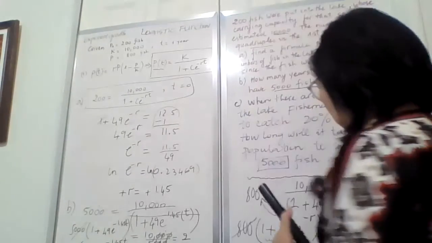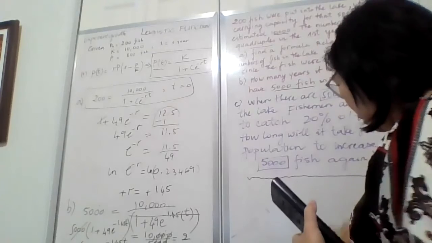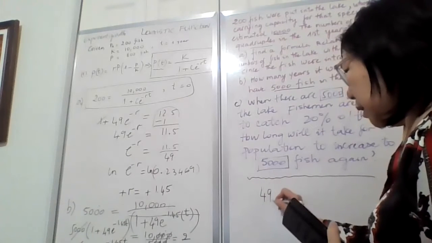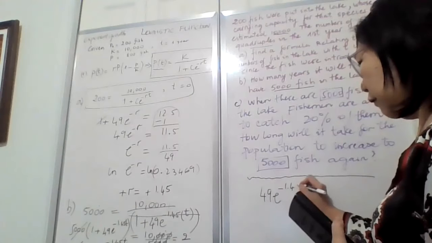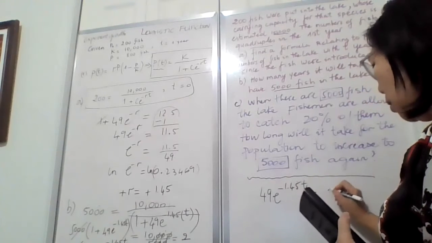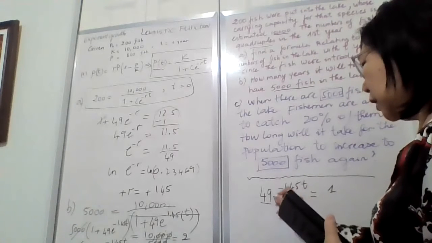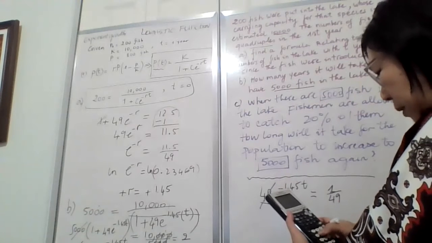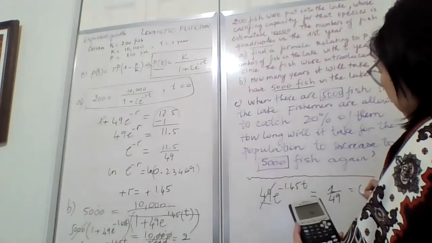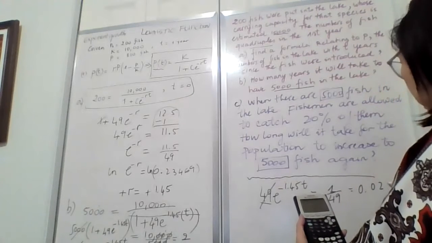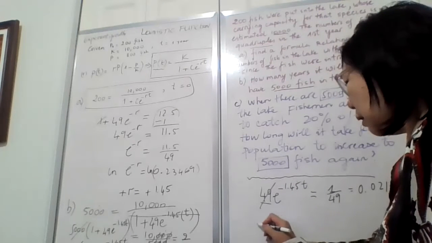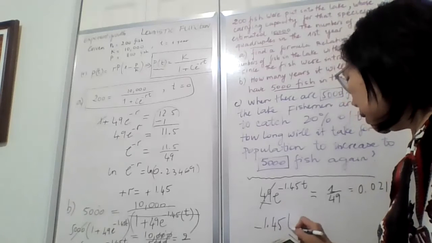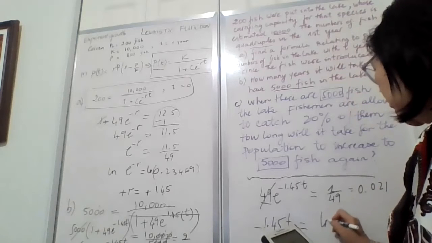Now I'm going to continue with our equation. I get 49 e to the minus 1.45 t equals 1. Divide both sides by 49, that's gone. This is 1 over 49. So 1 divided by 49, I get 0.02, which we will round to 0.021. So now I take ln of both sides. Then I have minus 1.45 t equals ln of this number.